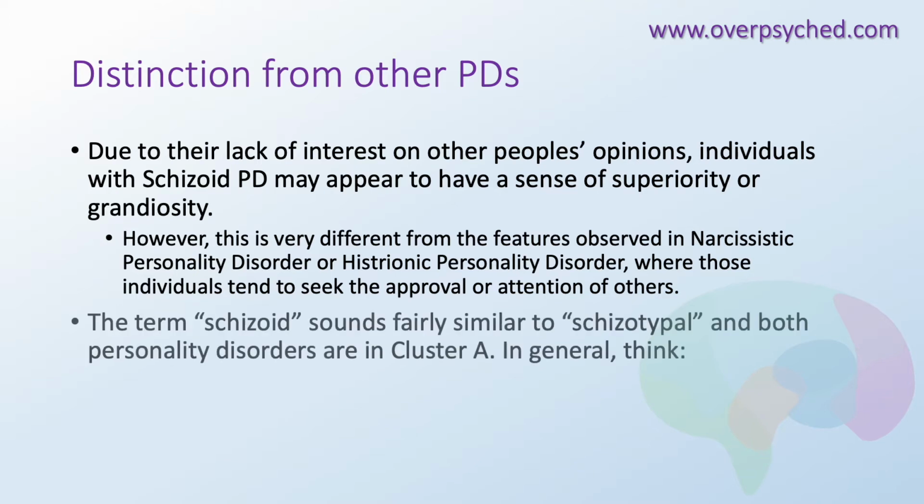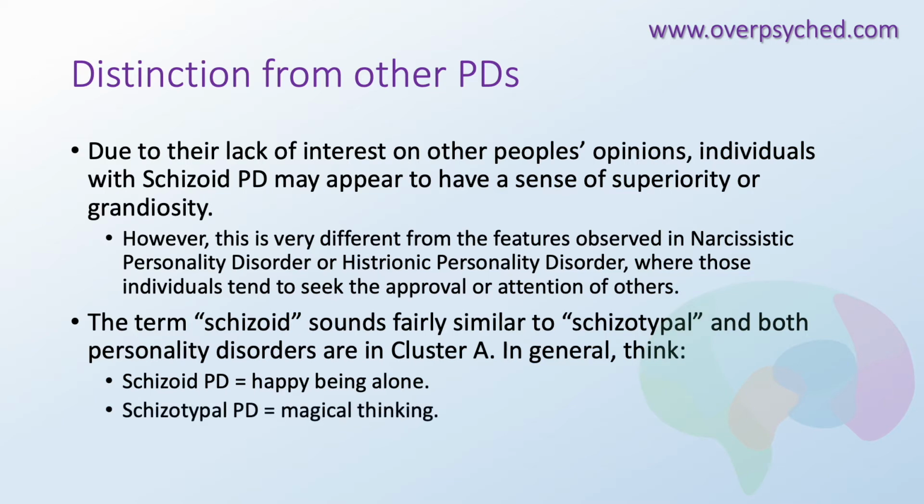And also, the term schizoid sounds very similar to schizotypal, and both personality disorders are in cluster A. Now, both personality disorders have detailed descriptions in the DSM, but in general, you can summarize the two to distinguish them from each other with the following. Schizoid personality disorder, these individuals are happy being alone. Schizotypal personality disorder, these individuals have magical thinking. And of course, you can watch our next video on schizotypal personality disorder for the full details regarding that diagnosis.